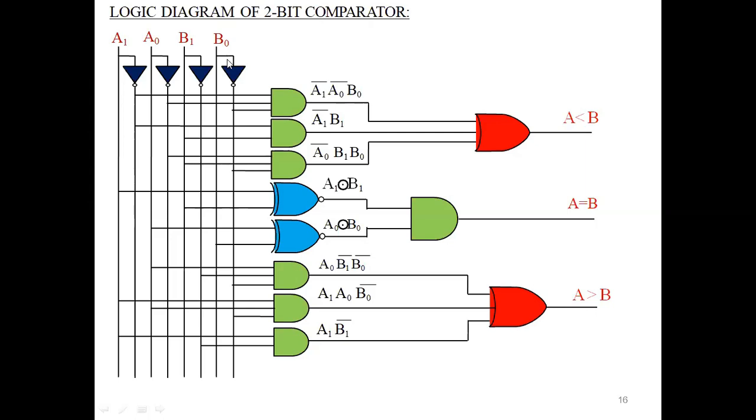So here in this diagram we will make it 1 only for A is equal to B, and the remaining outputs, A is less than B and A is greater than B, we make 0. See, let us discuss. Here A1 is 1, A0 is 1, B1 is 1, B0 is 1. Why? Because A value is 3 and B value is 3. So 3 is nothing but, in 2-bit representation, 1 1. Is it clear?